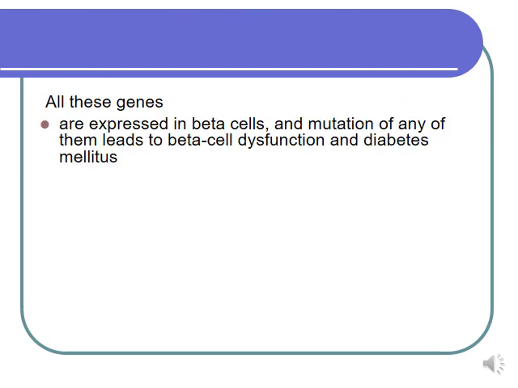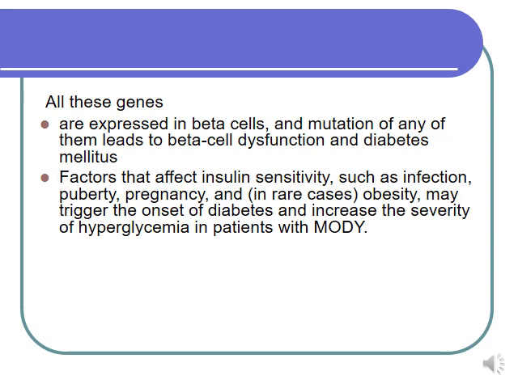See, all these genes are expressed in beta cells and mutation of any one of them leads to beta cell dysfunction and diabetes mellitus. The factors that affect insulin sensitivity, such as infection, puberty, pregnancy and, in rare cases, obesity, may trigger the onset of diabetes and increase the severity of hyperglycemia in patients with MODY.